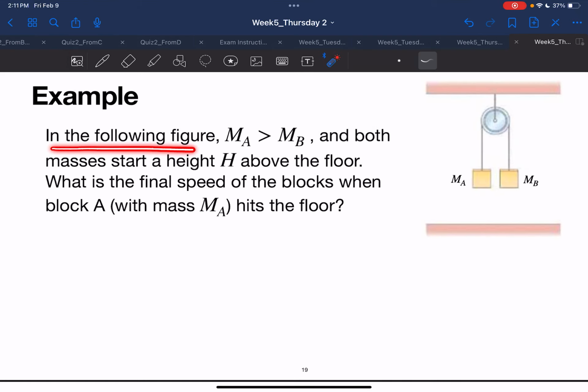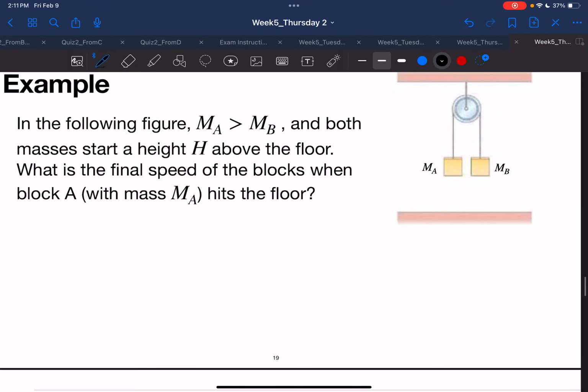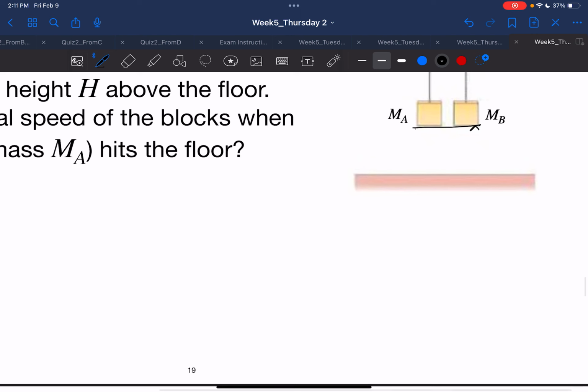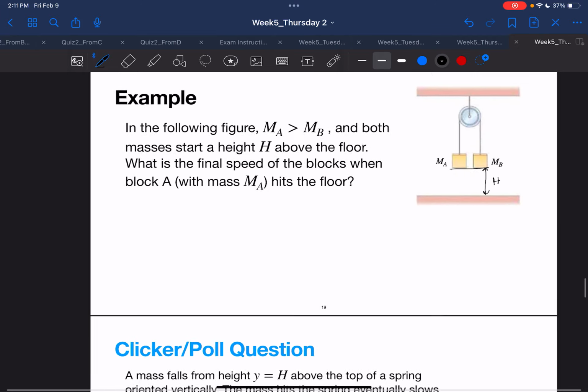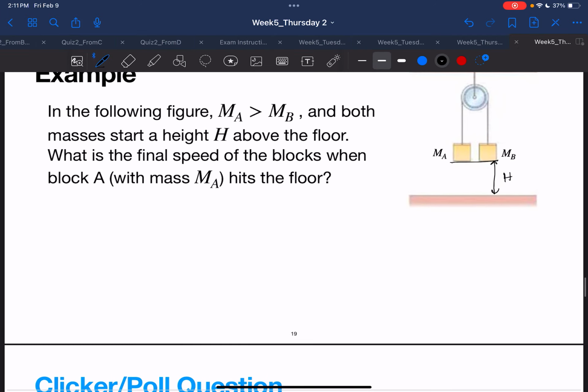In the following example, we have mA greater than mB, so this is the heavier mass, and both the masses start at some height h above the floor. So we're starting like so, or actually, why don't we just label it as this? So this is some height h. And then what is the final speed of the blocks when block A hits the floor?